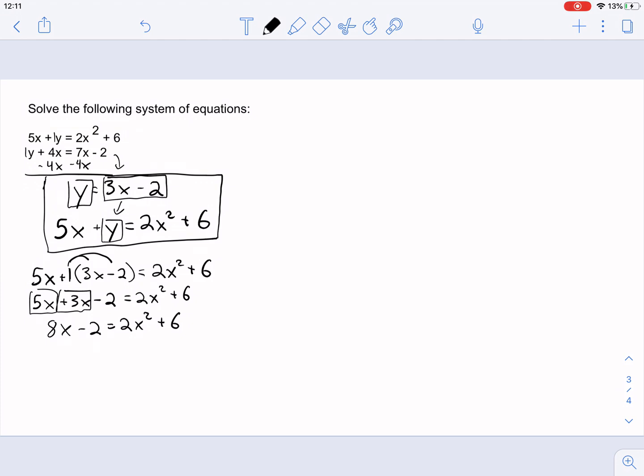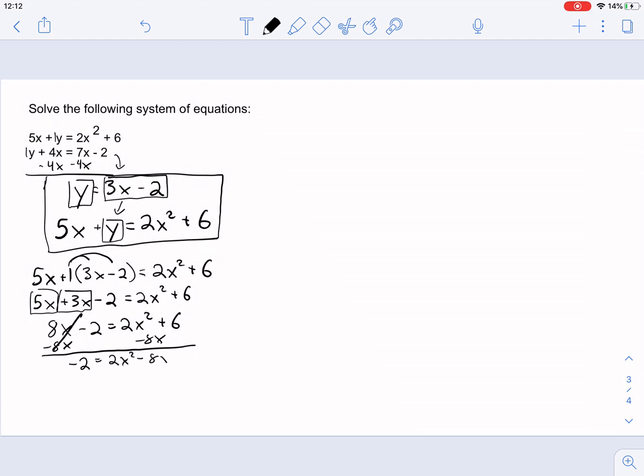So now I'm going to solve this. I'm going to set it equal to 0. I can subtract 8x from both sides, and that cancels out. I'm left with negative 2 equals 2x squared minus 8x plus 6. I can add 2 to both sides, and I'm left with 0 equals 2x squared minus 8x plus 8.